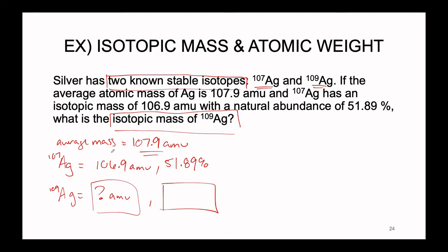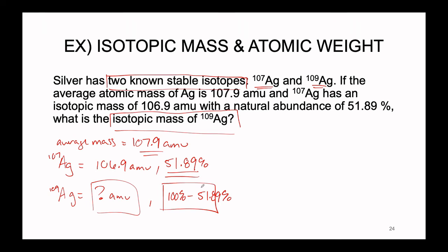Which means if silver-107 is 51.89% of all of the known silver, silver-109 has to be 100% minus how much we know of silver-107 exists. So 100 minus 51.89%. Again, 2 stable known isotopes. Between the 2 of the known isotopes, the total abundance has to sum to 100% because that's all there is.